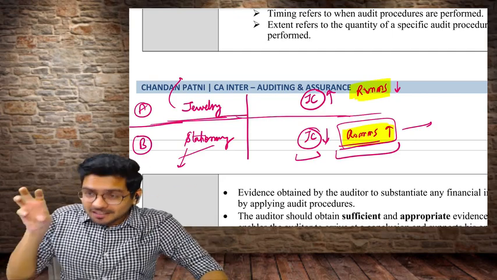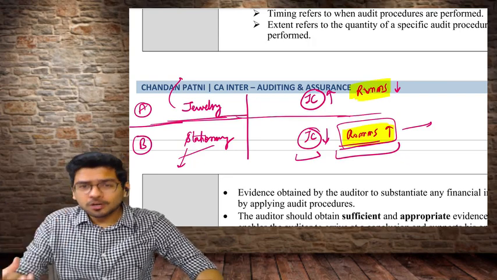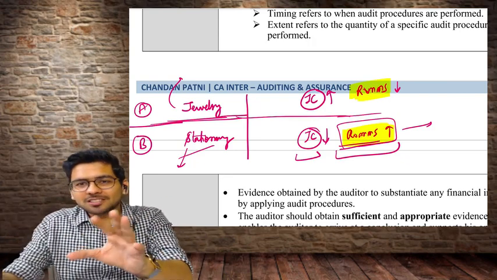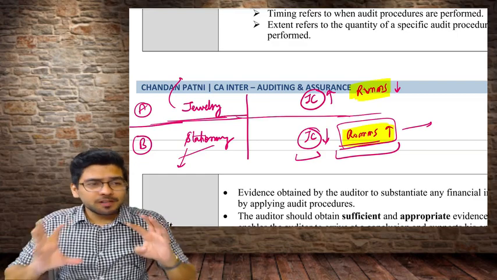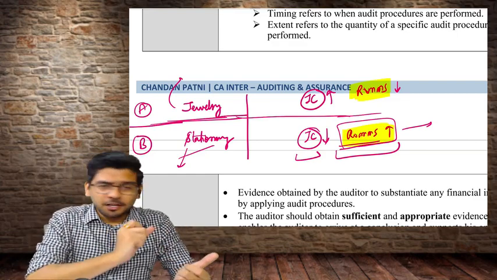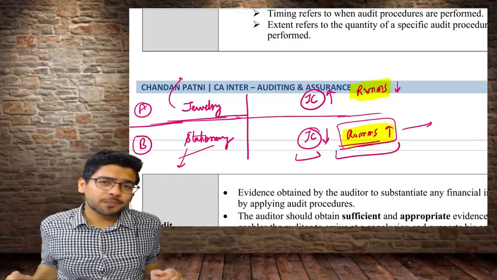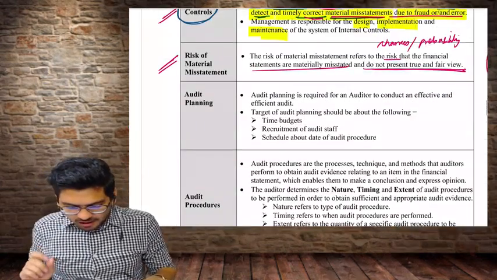We actually know now that, okay, these are the areas where there can be higher chances of misstatement. These are the areas, purchases, we need to check thoroughly. Accordingly, we plan our audit. So these two terms are really very important.